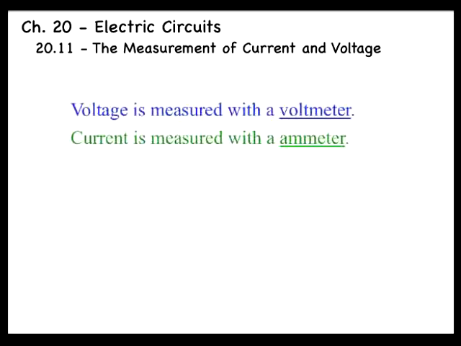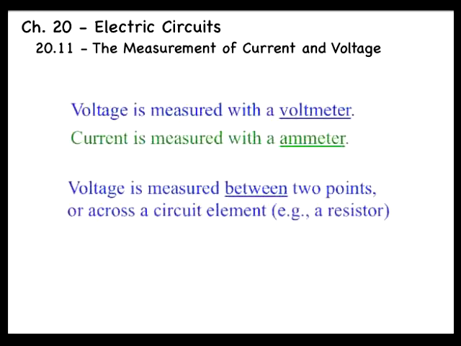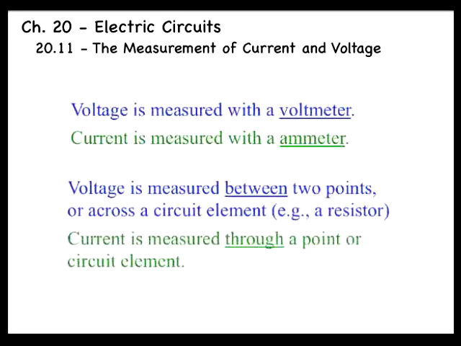The voltage between 2 points is the potential difference between them, and the current is the amount of charge per unit time that passes through an imaginary area, which can be taken to be the cross-sectional area of a wire, for example. Therefore, voltage is measured between 2 points or across a circuit element of some sort, a resistor, for example. Current is measured through a point or circuit element.